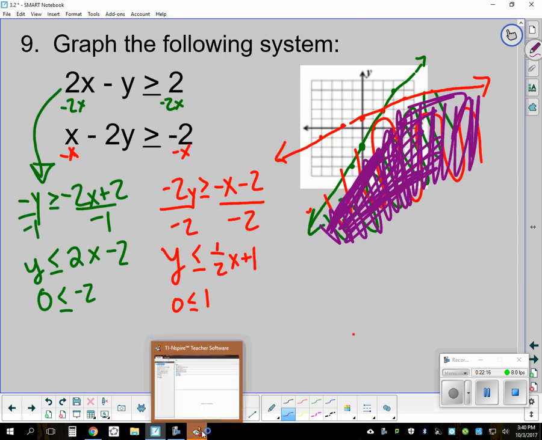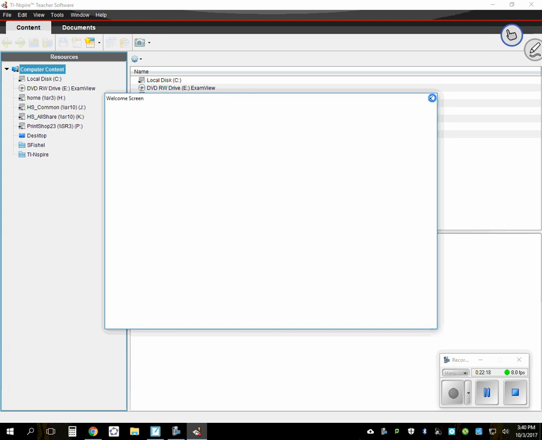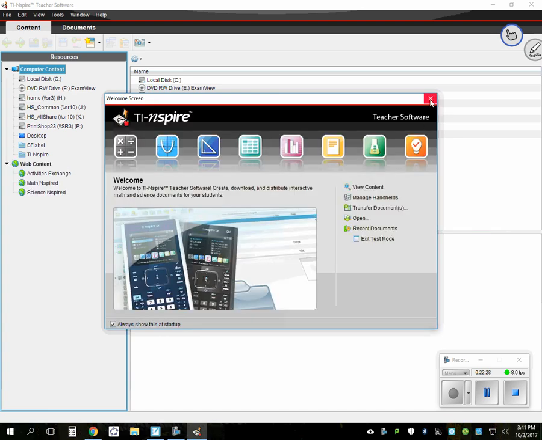What I want to show you real quick is how to do this on your calculator. If you're watching this at home, you can try it in school tomorrow, or if you have your own calculator at home, you can use that.